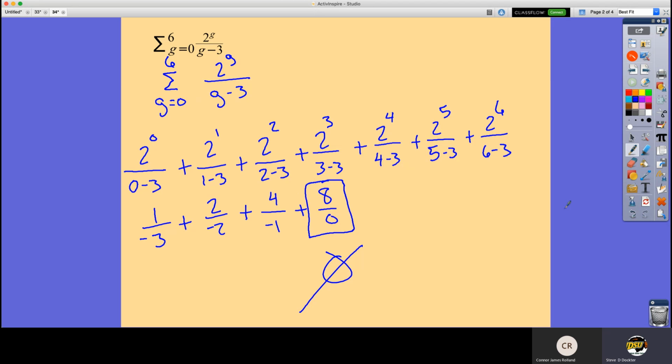So summations: you start with the bottom number. You plug it in. You go all the way up to the top number. And then at the end, you add them all together. Yes, there's a button in the calculator, Maxwell. Where's it at? Yep, the answer would be no solution.